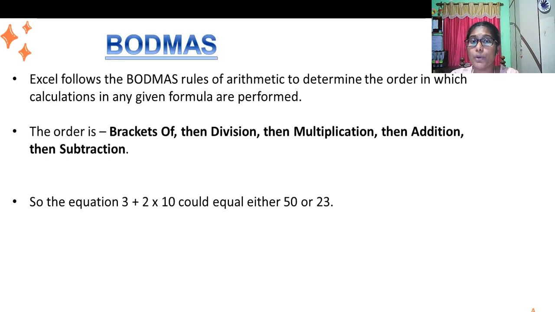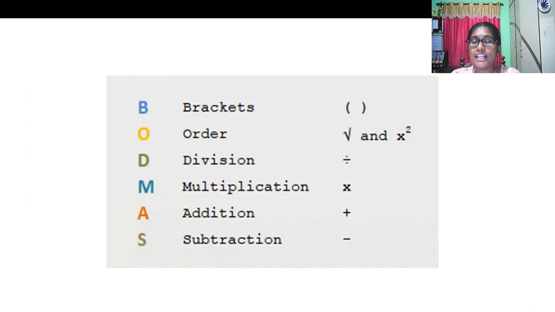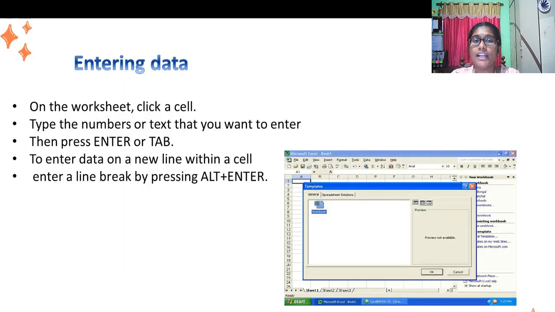Now let us learn about the BODMAS rule that is used in Excel while calculating. BODMAS represents brackets, division, multiplication, addition and subtraction. So based on this we follow the calculation method.